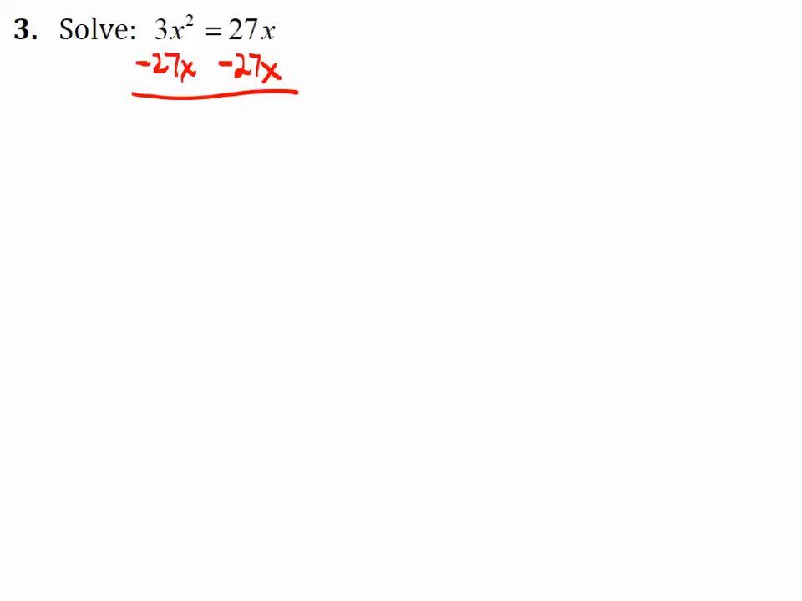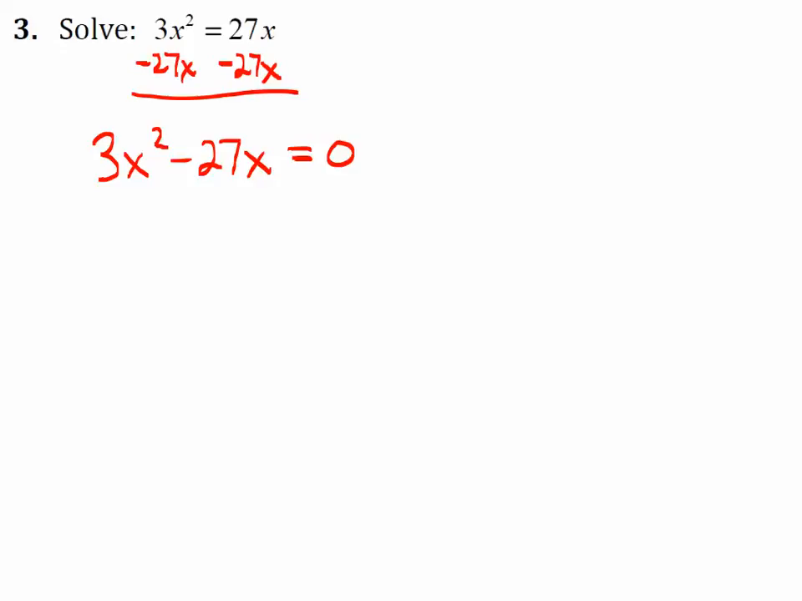You could actually subtract the 3x squared, but why do that when you're going to have it in standard form already? And you're going to have the number in front of x squared be positive. So perfect. 3x squared minus 27x is equal to 0. Okay, and then maybe let's do these together here as we go. All right, what's the next step?